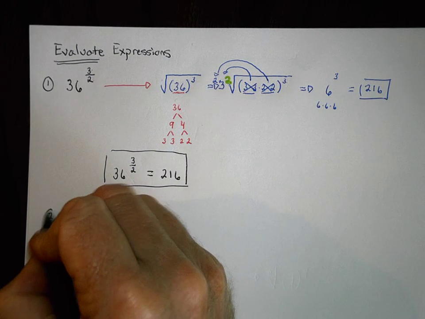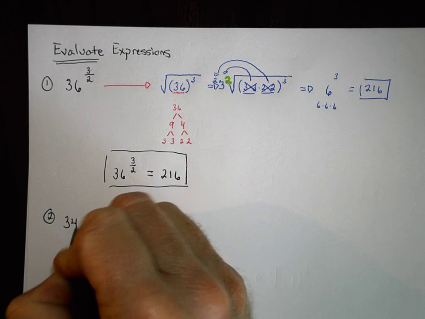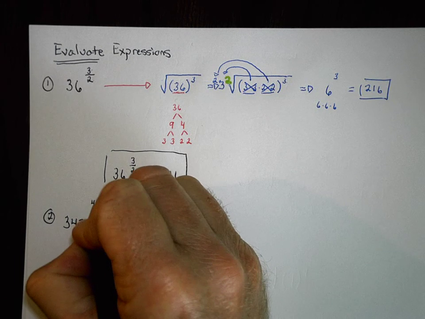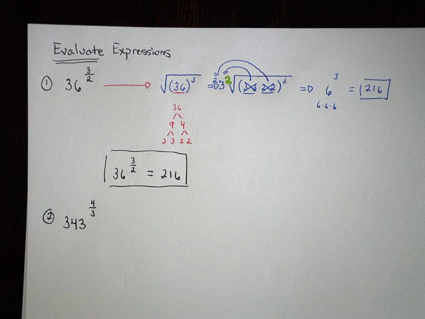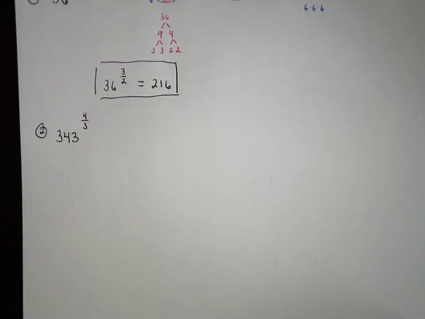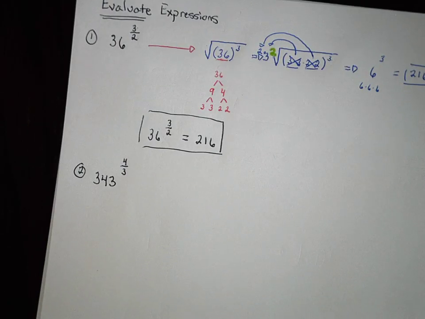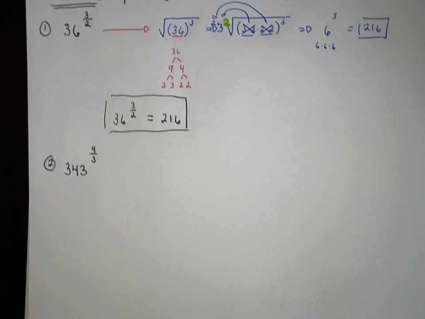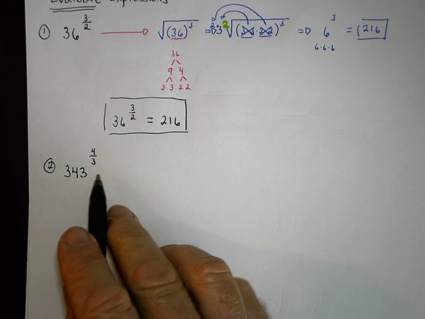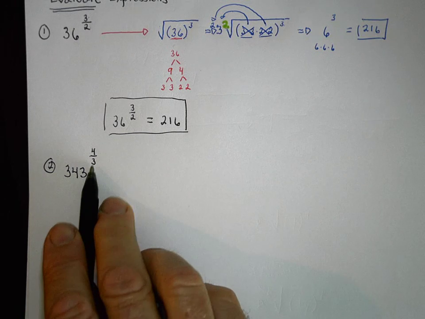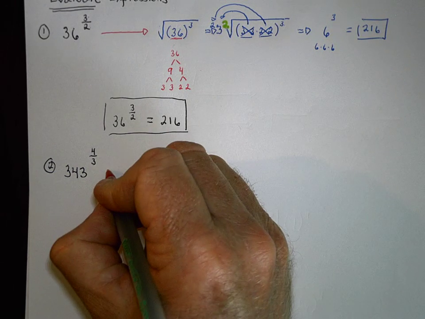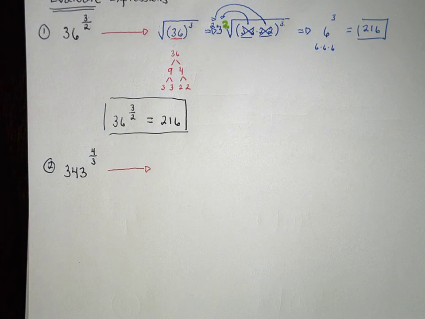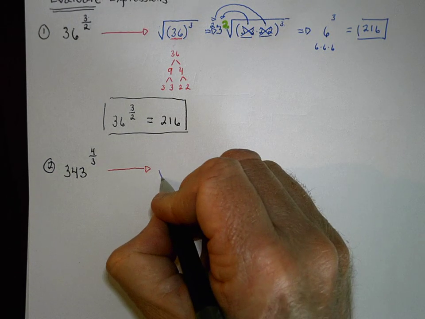All right, so 343 to the power of 4/3, or to the exponent of 4/3. I want to evaluate this. So I want to know, what does this equal exactly? Okay, so how do I do that? Well, I'm going to follow the same steps as in example number 1. This is in exponential form, so the first thing I need to do is convert it into radical form. Okay, so I'm going to draw the radical symbol.